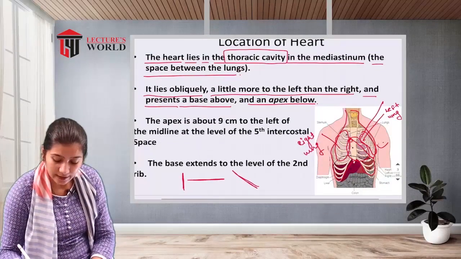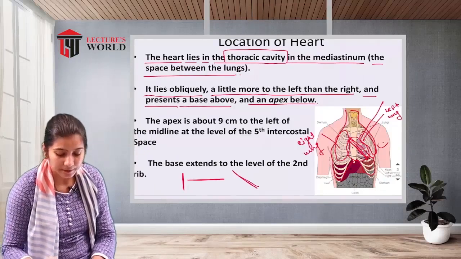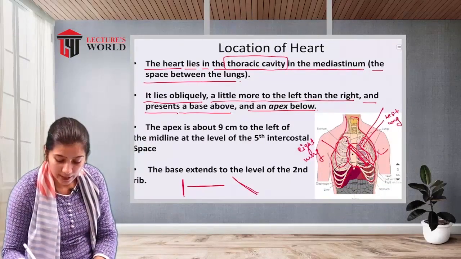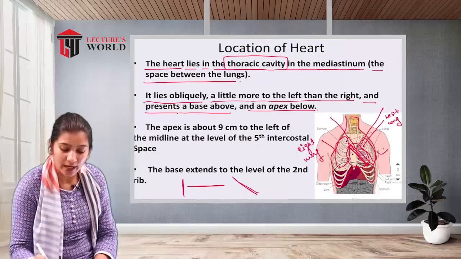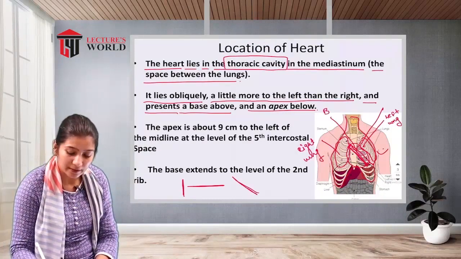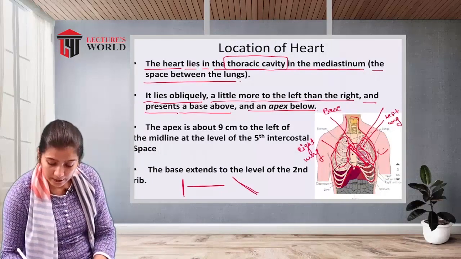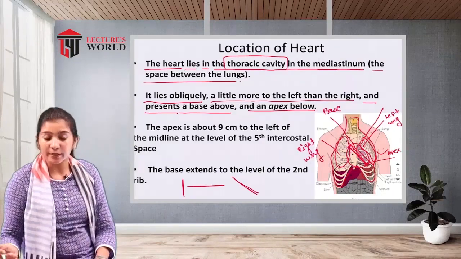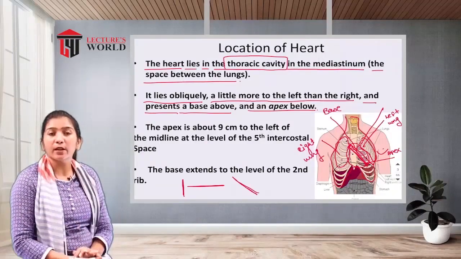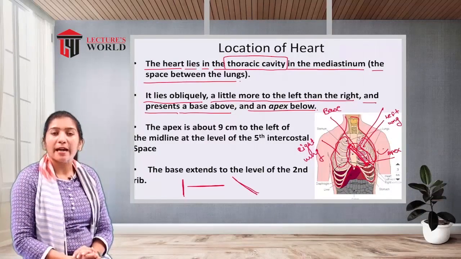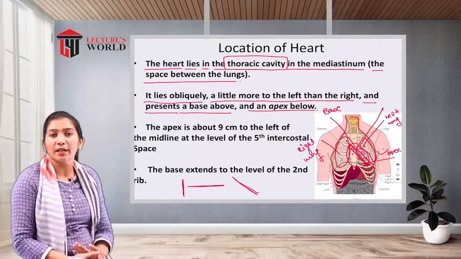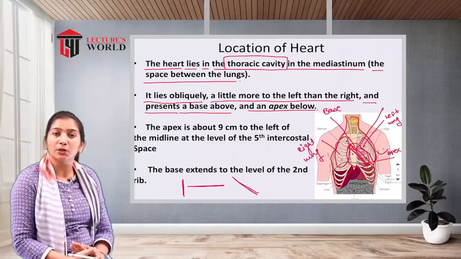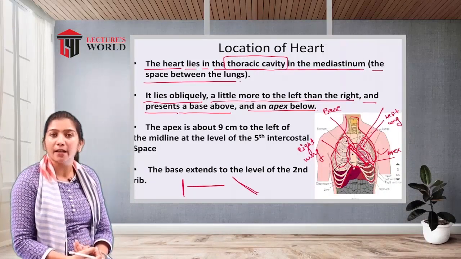You can see the heart is lying in an oblique line, and the upper portion of the heart is known as the base, and here the lower portion is known as the apex. It is the opposite of other organs. Ideally the lower portion is called the base, but for the heart, the upper portion is known as the base, whereas the lowest portion is known as the apex.